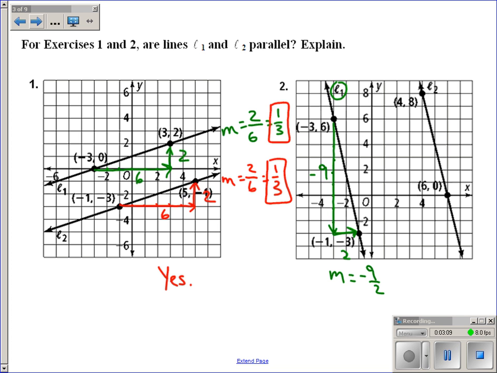In line 2, I'm going down 1, 2, 3, 4, 5, 6, 7, 8, so the rise is -8, and my run is +2. So the slope of this one is -8/2, which I could simplify, but it's easier to look at it right here and say that these two slopes are not the same, and so they're not parallel.